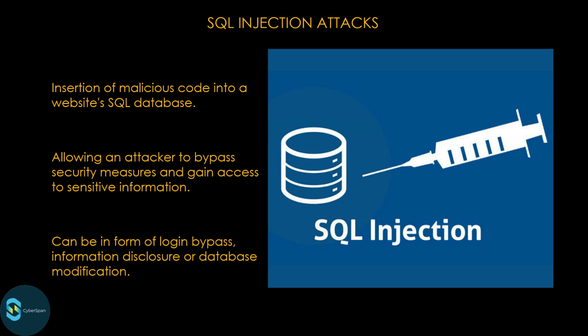Login bypass is a situation where an attacker enters a specifically crafted SQL command into the login form that tricks the application into granting them access without requiring valid login credentials. Information disclosure is a situation where an attacker injects SQL code that retrieves sensitive information from the database, such as passwords, credit card numbers, or personal information. With the database modification, it is a case where a hacker injects SQL code that modifies the database, such as deleting records, adding new users, or changing access permissions.